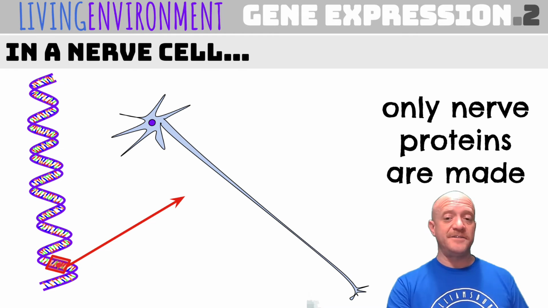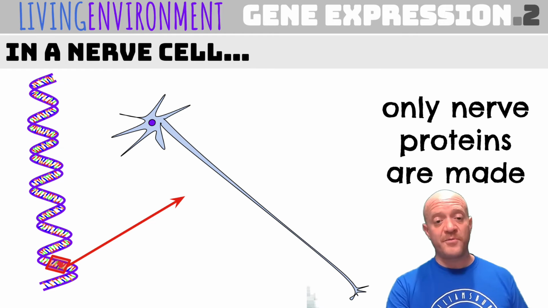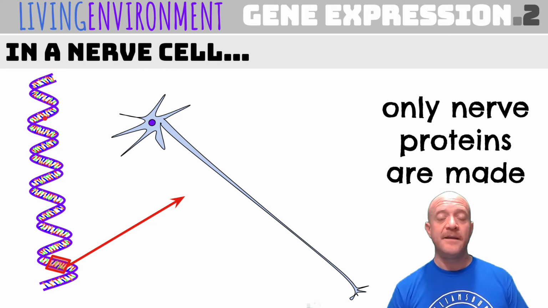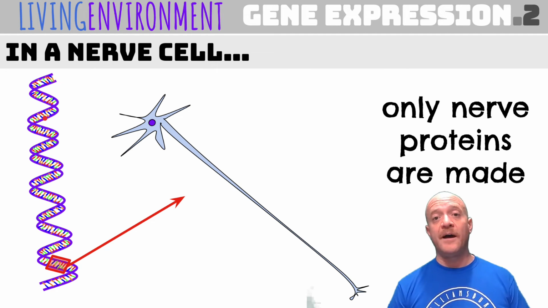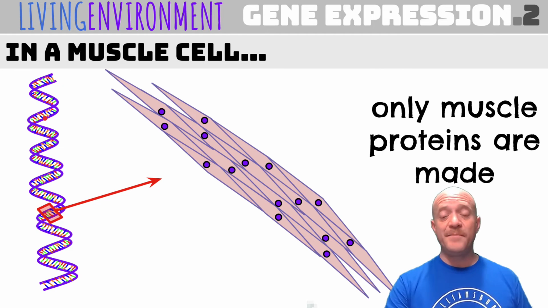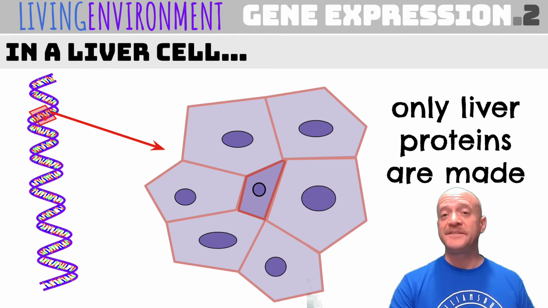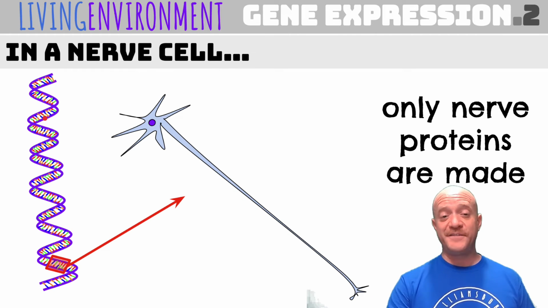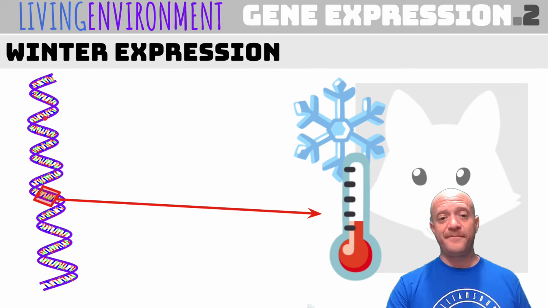In nerve cells, you're only going to make nerve proteins. So you won't be making muscle proteins, you won't be making liver proteins. Now, this is a very simplified version of what happens. In cells, we have thousands and thousands of genes that go into their construction. But for our purposes, in muscle cells, only muscle proteins. In liver cells, only liver proteins. In nerve cells, only nerve proteins are made.